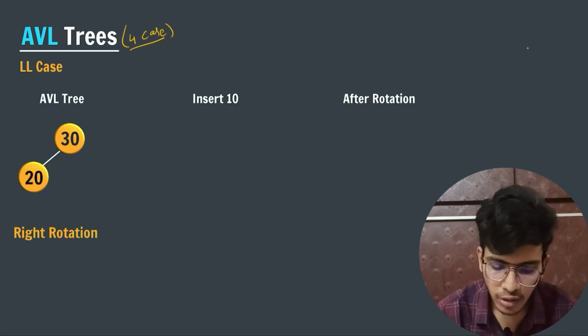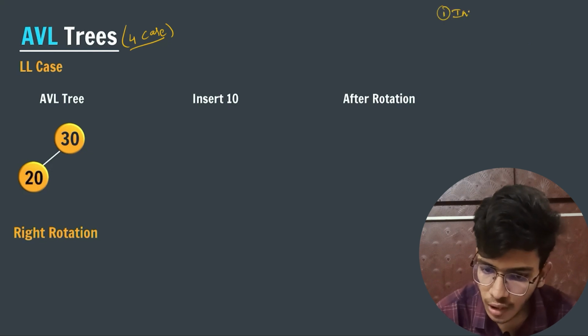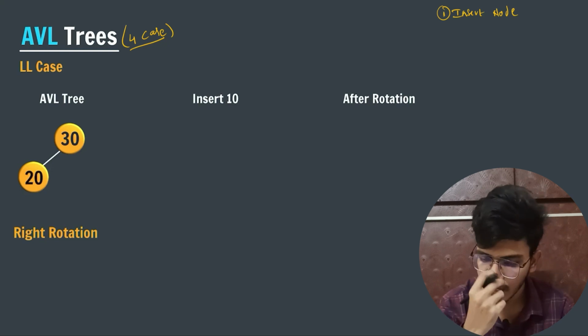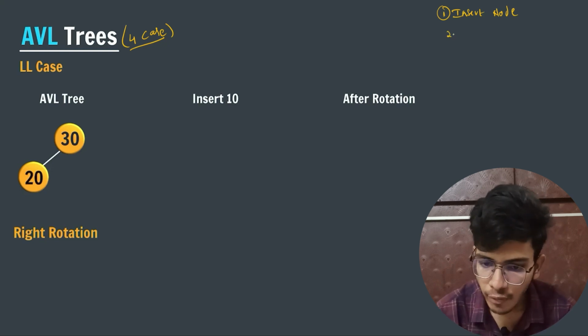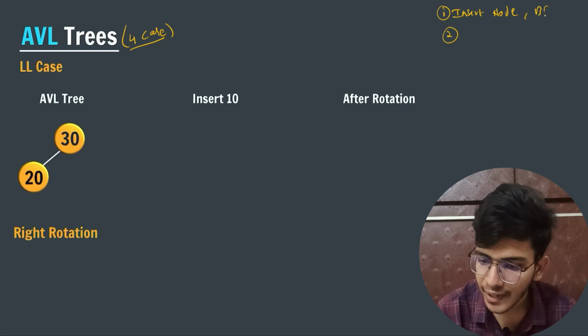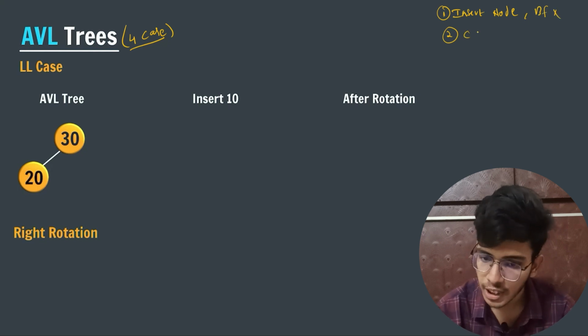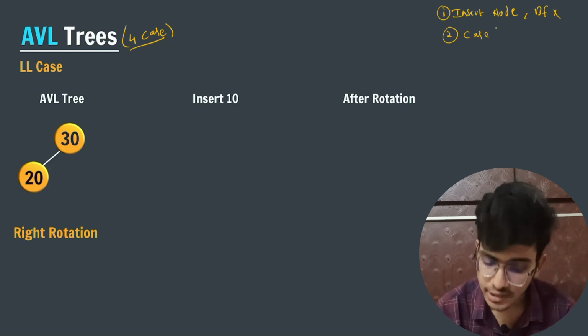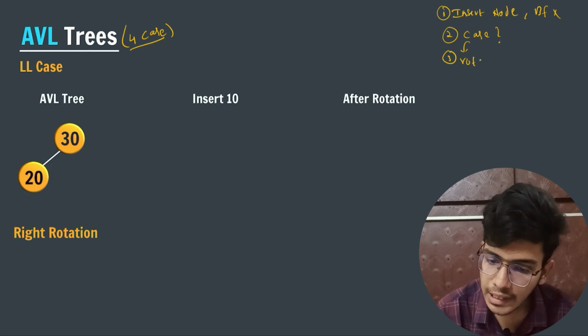So what are the steps we will follow when creating an AVL tree? First of all, we will insert a node. Whatever node is given, we will insert that node. After that, we will check if the balancing factor is disturbed or not. If it is disturbed, then we find because of which case it got disturbed. After finding the case, we will perform its corresponding rotation. These are the 3 steps we will follow.